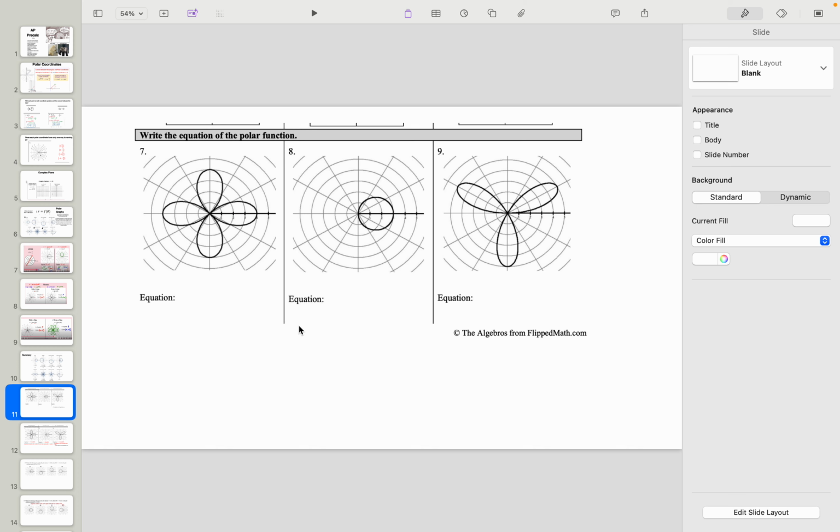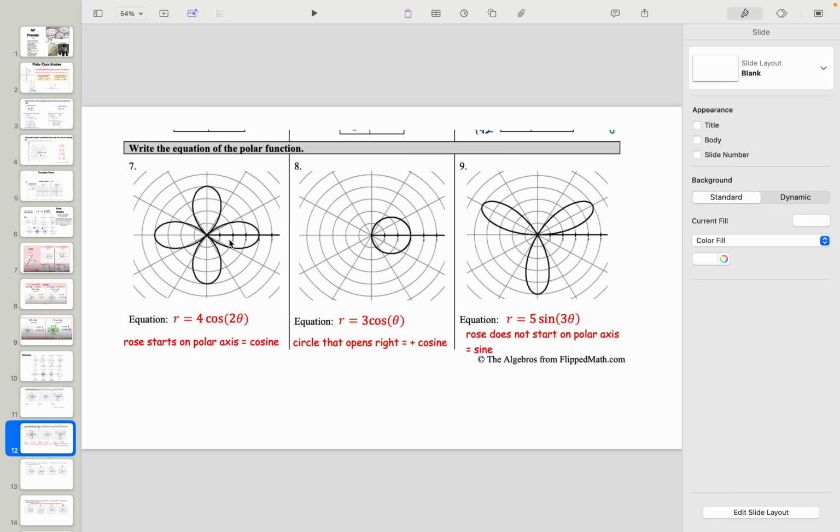All right, can you write an equation for these? So when you're done, pause the video and see, can I write equations for roses and circles? And then when you're ready, restart and check, and then use a different color to show if you got it or you needed help.